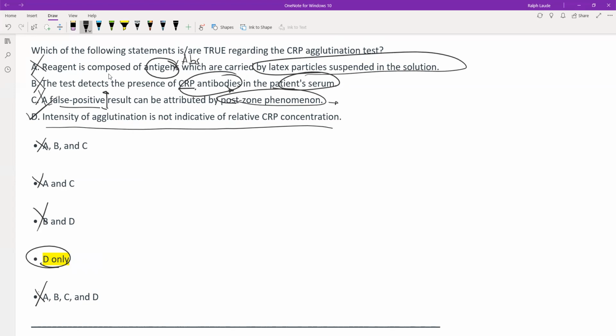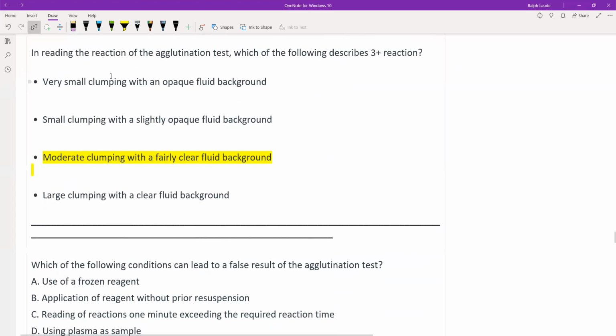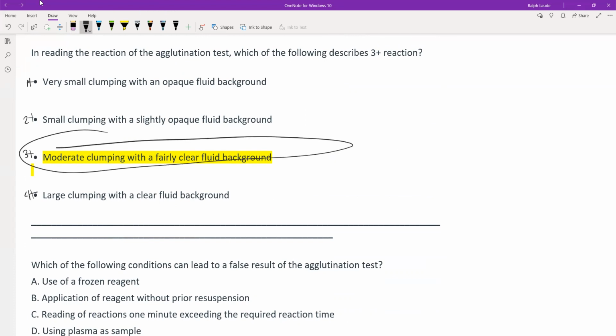Next. In reading the reaction of the agglutination test, which of the following describes a 3 plus reaction? This is 1 plus, 2 plus, 3 plus, and this is 4 plus. So of course, this is number 3: moderate clumping with fairly clear background. Large clumping with clear fluid background, that is 4. So 3 and 4 are actually strong, and 1 and 2 are weak.